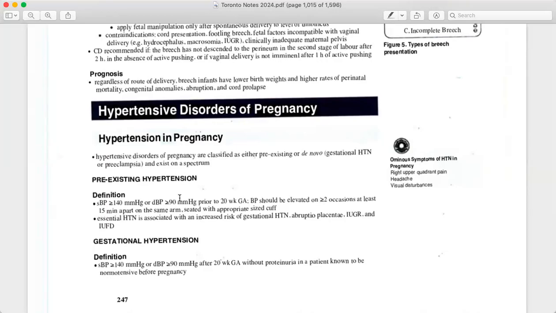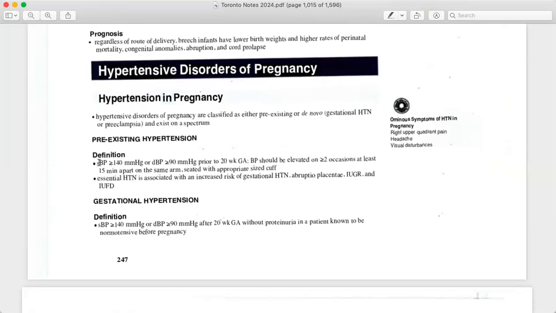Hypertensive disorders in pregnancy and diabetes in pregnancy are very important. Now moving on, systolic BP more than 140 and diastolic more than 90 is usually used for the pre-existing hypertension. If it's before 20 weeks, it means it's hypertension in pregnancy. But if it's after 20 weeks, it means this is gestational hypertension. As you can see, prior to 20 weeks, it's pre-existing hypertension. If it's after 20 weeks, it's gestational hypertension. This after and before 20 weeks is everything.